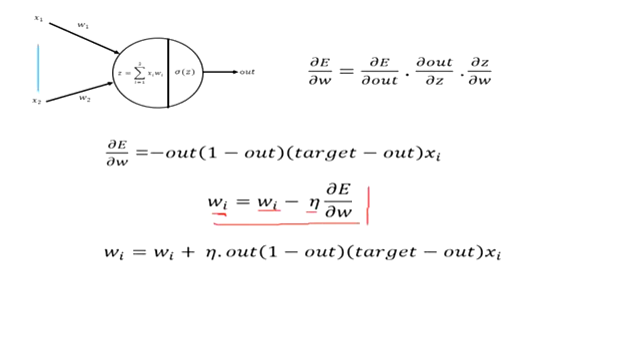And then the derivative of error with respect to weights. So substituting the values, फाइनल इक्वेशन हमारे पास वेट अपडेशन की क्या बन जाती है? W i equals to W i plus eta into out 1 minus out the sigmoid values, target minus out the final output values and x i.